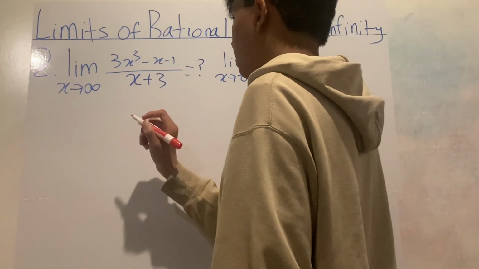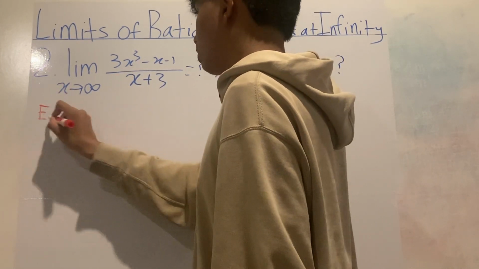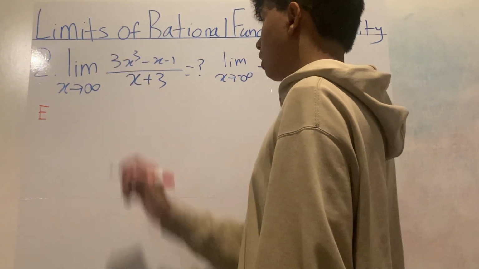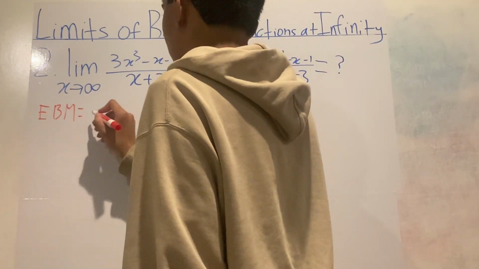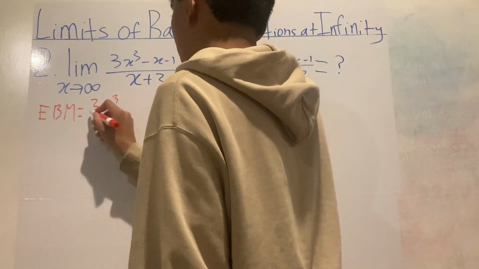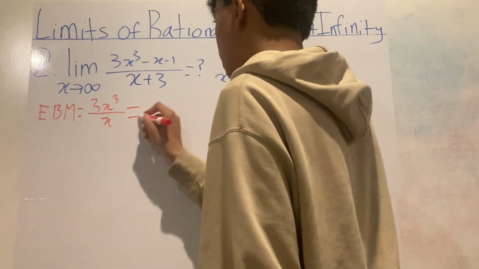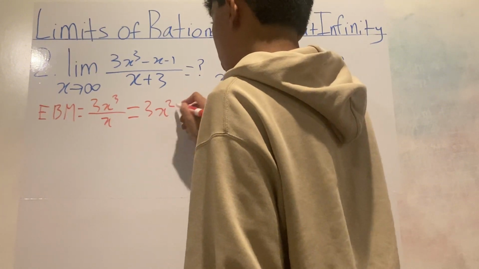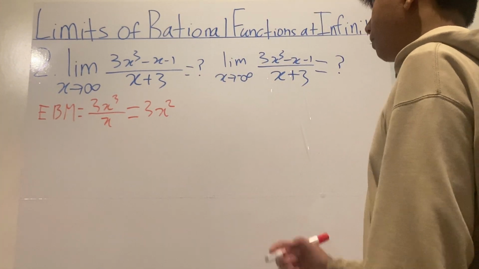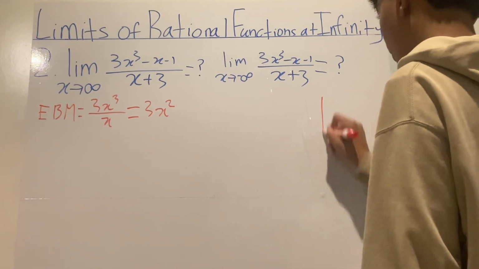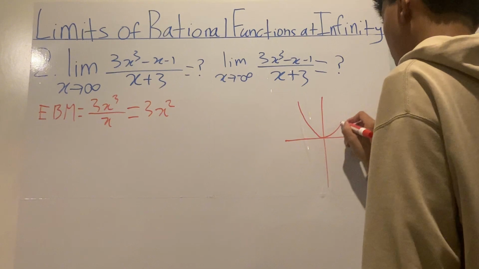So let's just use the end behavior method again. So let's take the highest degree term of the numerator, which is 3x cubed, and divide it by the highest degree term of the denominator, which is x. So this turns out to be 3x squared. And it's going to be the same for both because it's the same function. So now if we graph this out, if we just sketch it, it's going to be something like this.